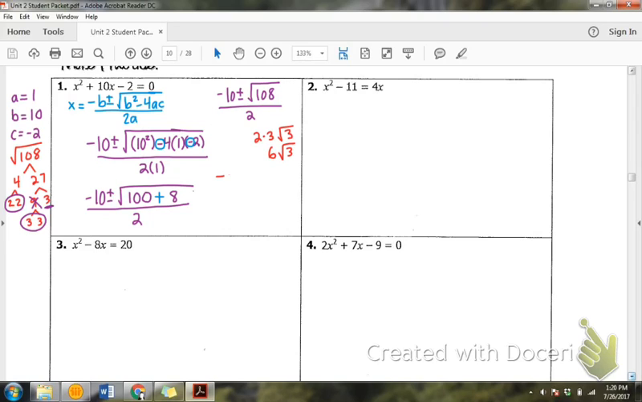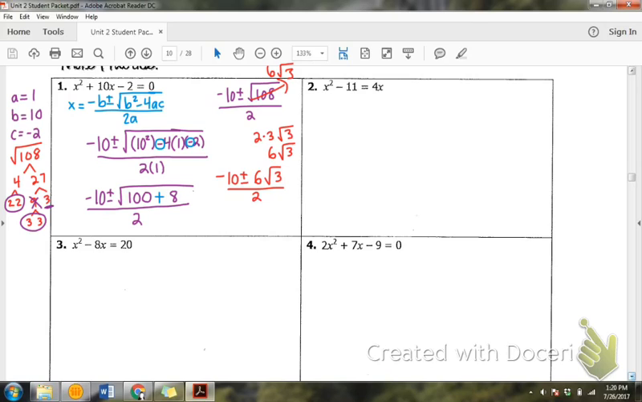So now we have negative 10 plus or minus 6 square root of 3 over 2. Remember we changed 108 to be 6 square root of 3? Okay. What's the last step now? Reduce. What can be reduced?